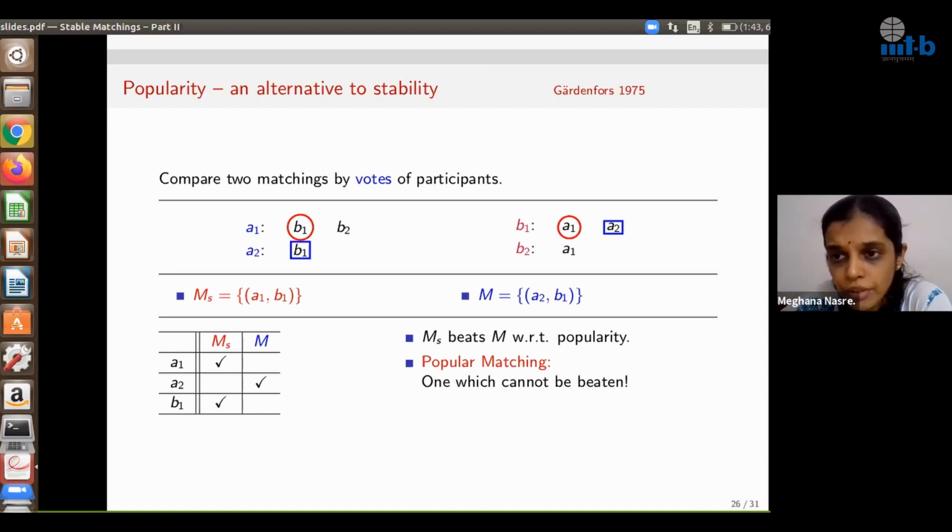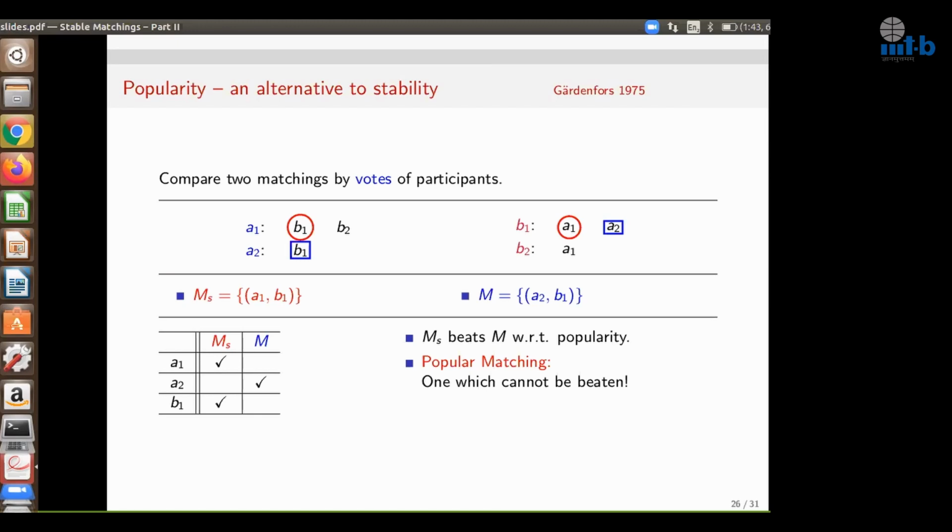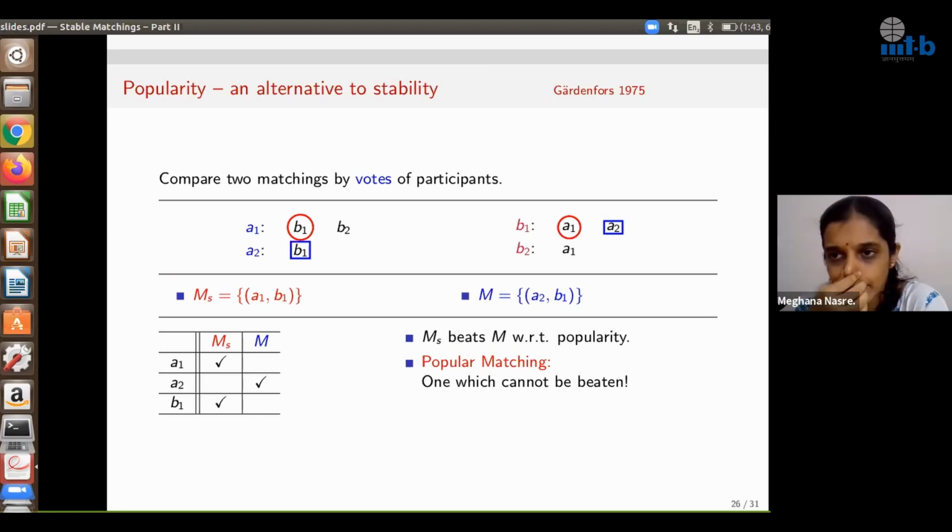On the other hand, to show that some matching is not popular, it is easy. You just have to show one matching that beats it with respect to popularity. Similar to what we did in stable matchings, if you give me a matching which you claim to be stable, I will have to check for every unmatched edge whether it blocks that matching. If I show you one unmatched edge which blocks the matching, it's not stable. But to prove that it is stable, you have to make sure that every unmatched edge doesn't block it. Similarly, to show that a matching is popular, you have to do it for all the matchings.